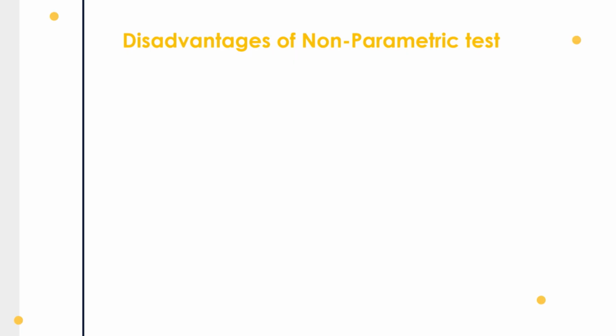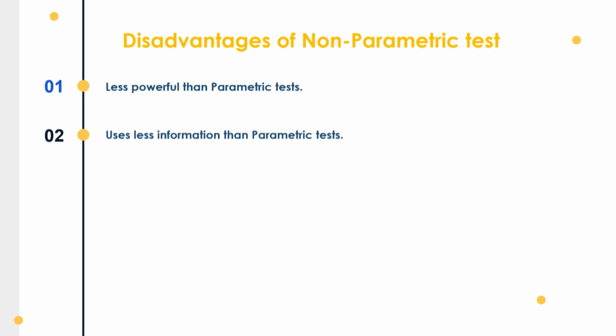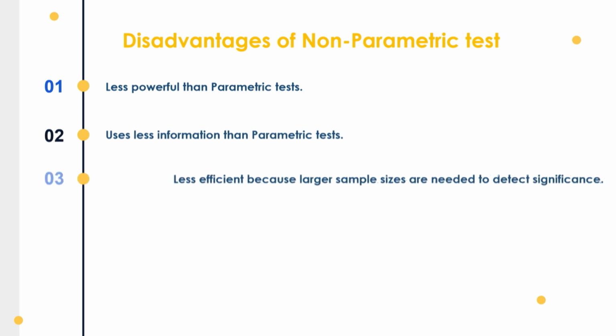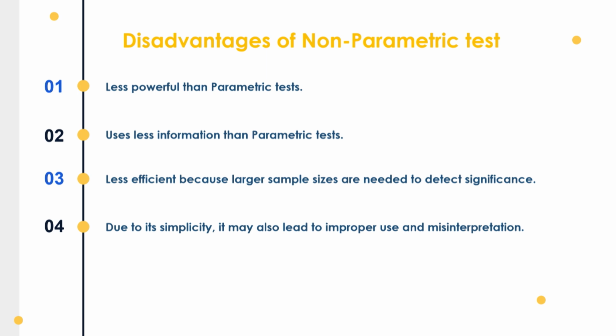Now, we can discuss the disadvantages of the non-parametric test. It is less powerful than the parametric test, uses less information than the parametric test, and is less efficient because a large sample size is needed to detect a significant result. Due to its simplicity, it may also lead to improper use and misinterpretation. So, we can understand that the parametric test is more powerful than the non-parametric test, but the non-parametric test is more useful when we come across a small sample.